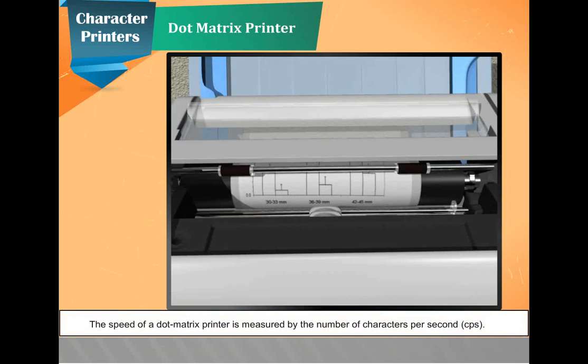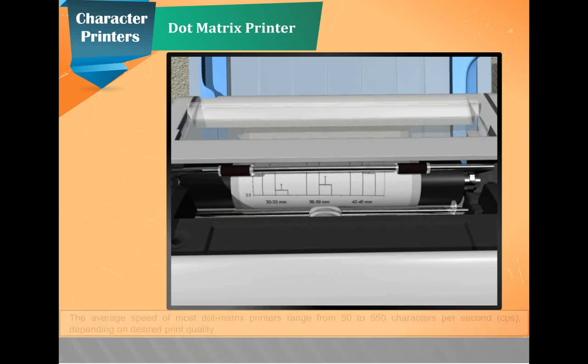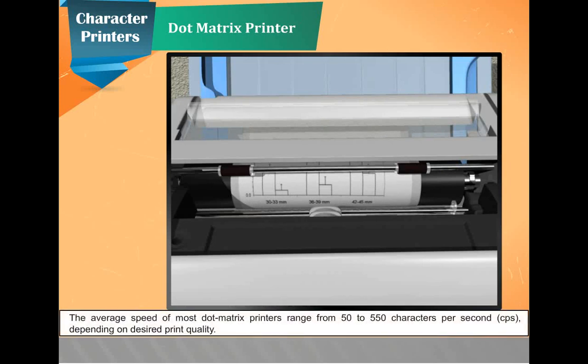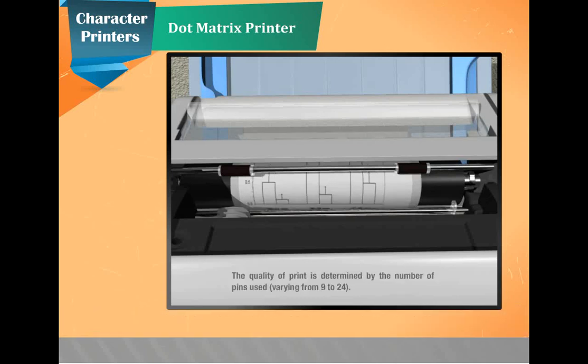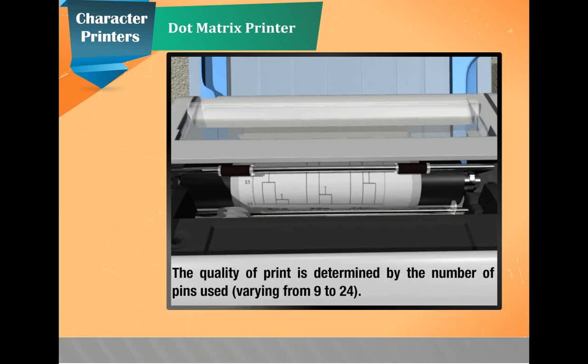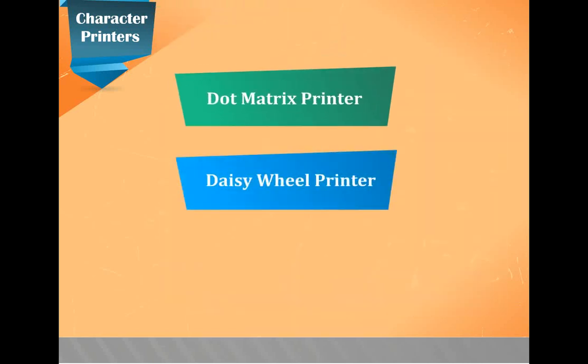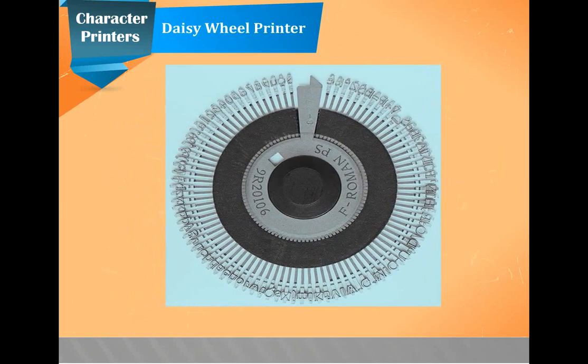The speed of a dot matrix printer is measured by the number of characters per second, CPS. The average speed of most dot matrix printers ranges from 50 to 550 characters per second, CPS, depending on desired print quality. The quality of print is determined by the number of pins used, varying from 9 to 24.